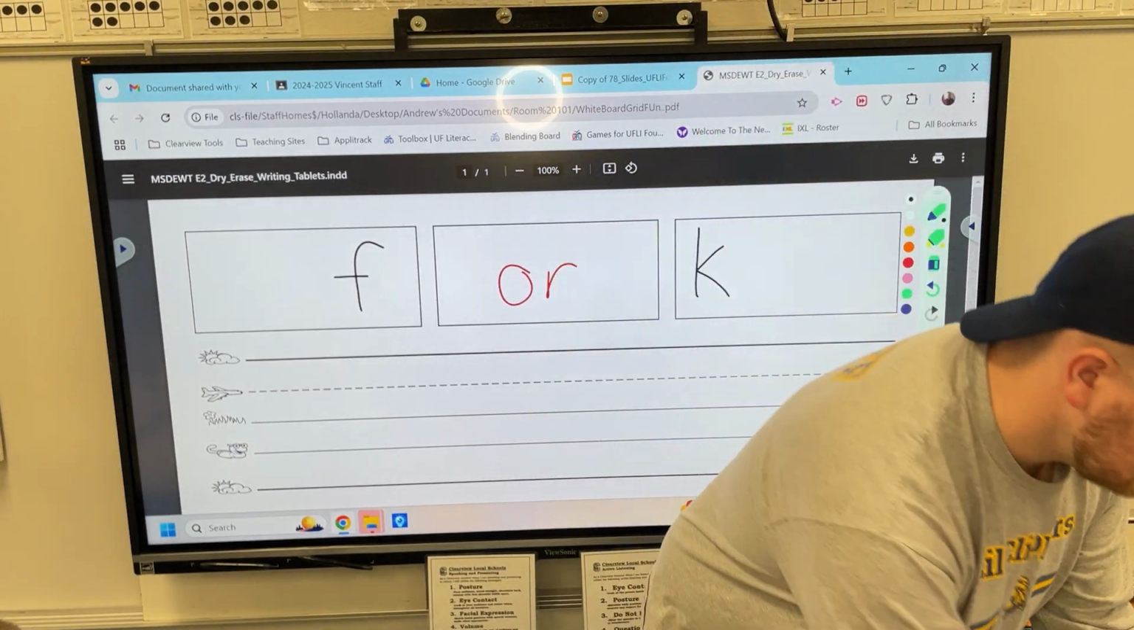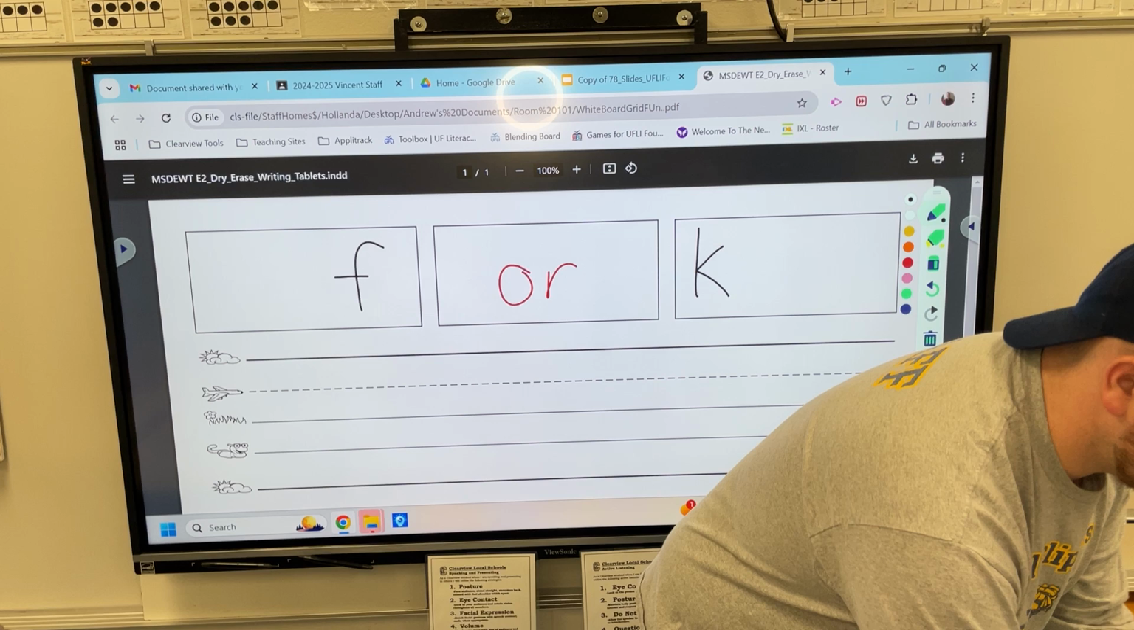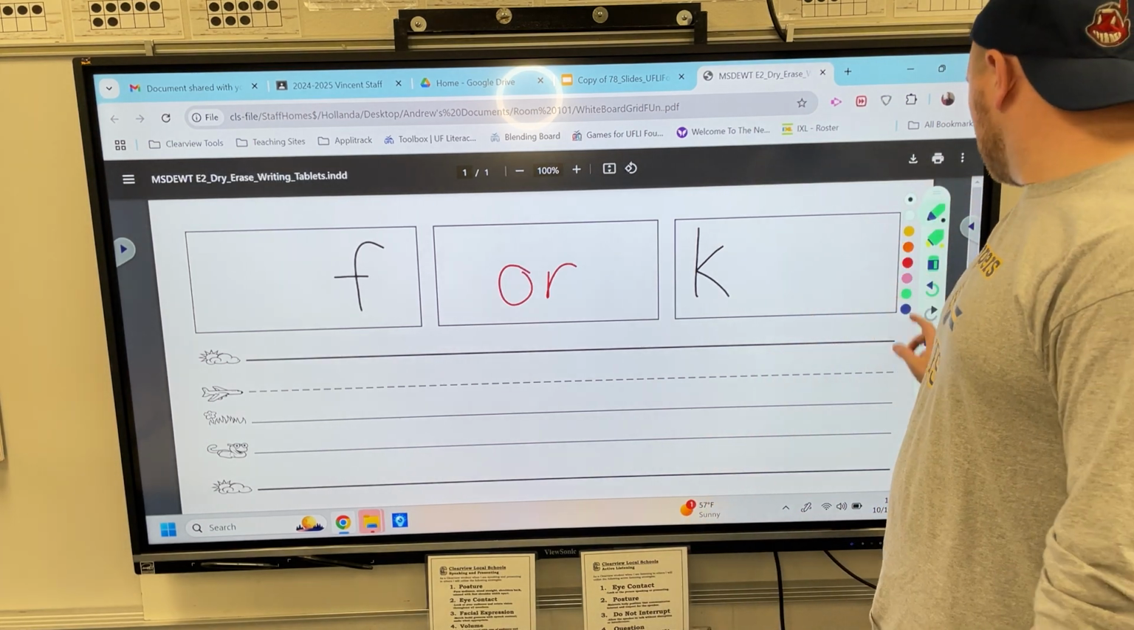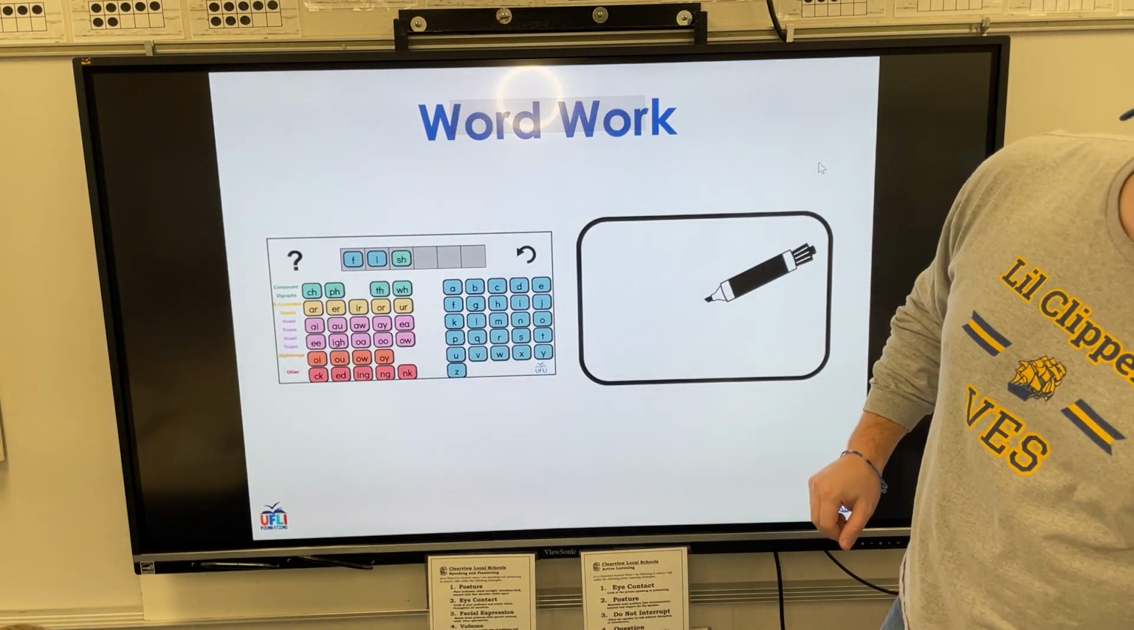We're going to move on to our, well, we already did word work.